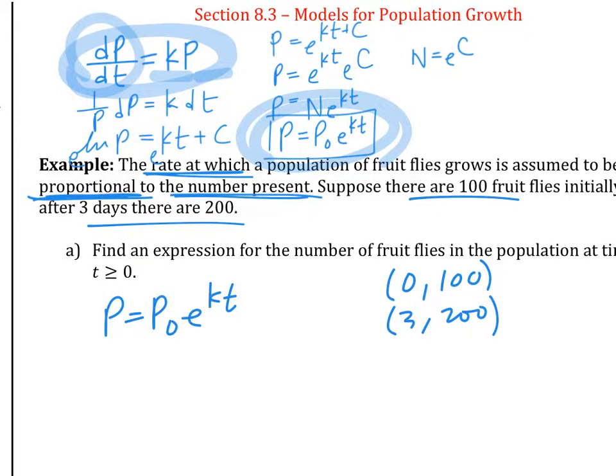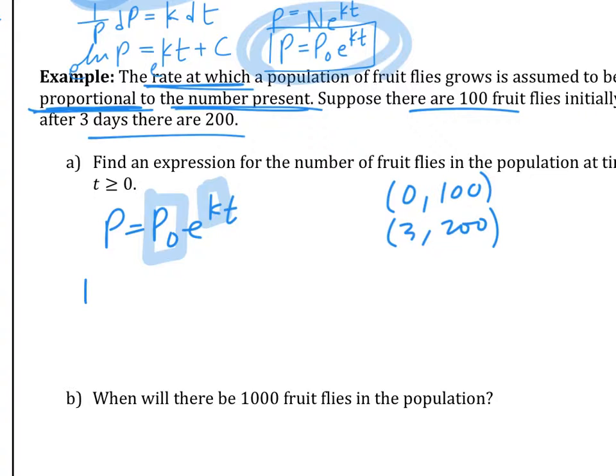Notice in this equation, there are two constants. One is P naught, second is k. e is a number that we have already determined. t is a variable. The only things that we don't know that are not variables are P0 and k. So then we're going to plug in these two conditions.